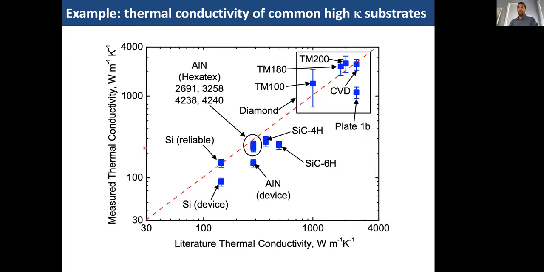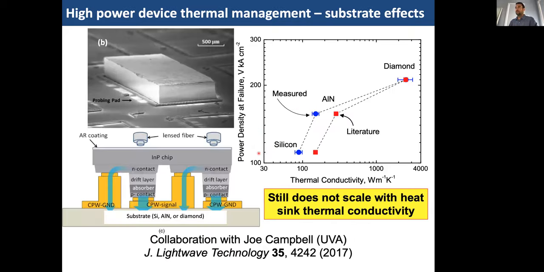Okay, so let's go back to that plot of power density of failure versus thermal conductivity. The red is showing the literature values. This red is the data point from two slides ago, just using values that we would pluck from the handbook and the literature, where we say we're not going to measure the submount. We're just assuming the thermal conductivity is this. That's what's shown in the red.